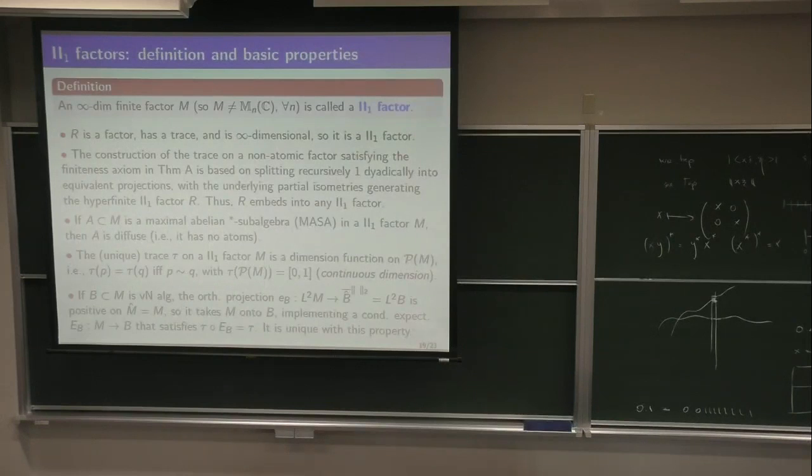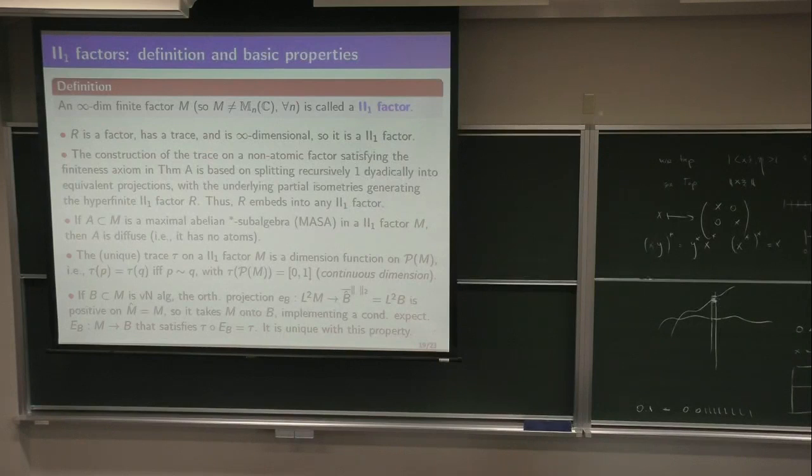Okay, so what are the II1 factors? It's a terminology we have not used so far. It's an infinite dimensional finite factor. Not being finite dimensional means simply that it's not an n by n matrix factor. So any finite factor that's not n by n matrices is what we call a II1 factor.